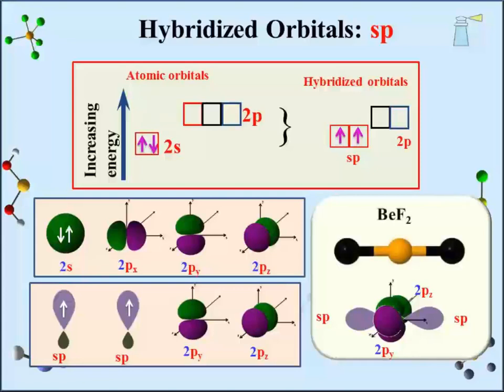A molecule that uses sp hybridization is BeF2, with beryllium as the central atom. It is a linear molecule, and the sp orbitals are the bonding orbitals. The bonds to fluorine are single or sigma bonds.